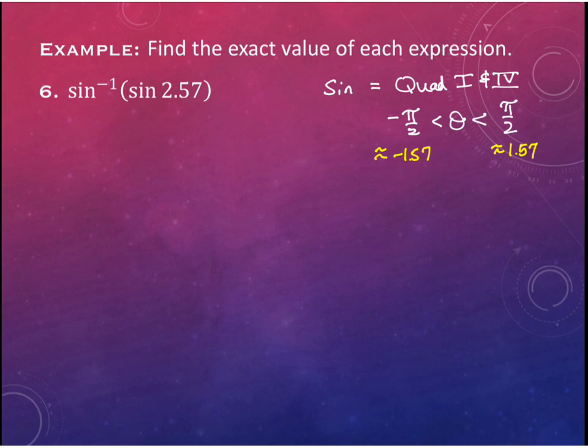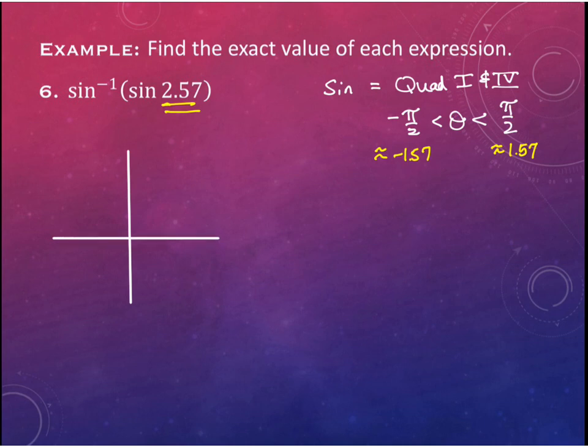So if I think about those values, negative 1.57 and 1.57, what can you tell me about 2.57? It's not between them, right? It just isn't. 2.57 is not in between negative 1.57 and 1.57. So I can't just say that this is going to equal 2.57. In fact, it's not. But what I do need to figure out is where am I if I'm at 2.57. So let's go there next.